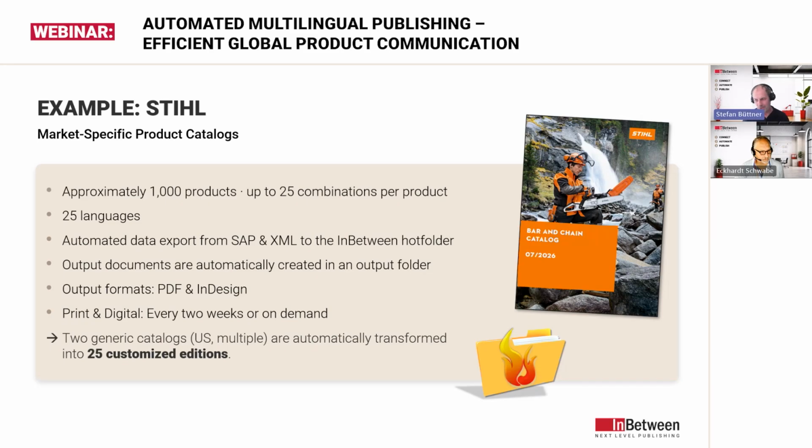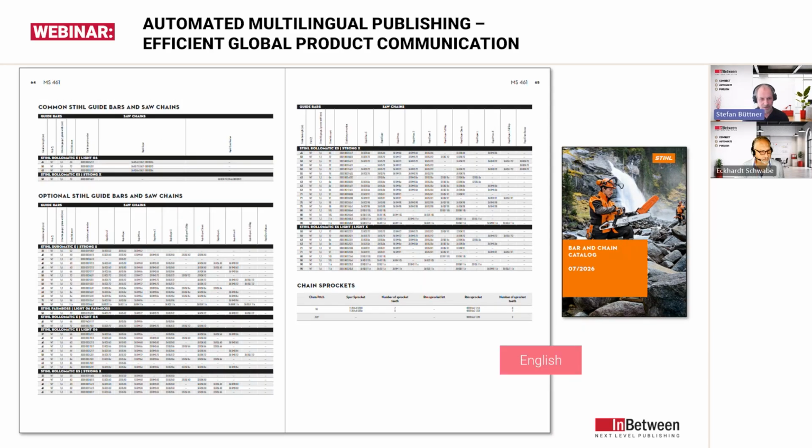So now let's take a look at the catalog layout. Here you can see it's a very dynamic table that we set up here. On the top of the page, you see the product. Here's an MS 461. That's the type of the chainsaw we have.